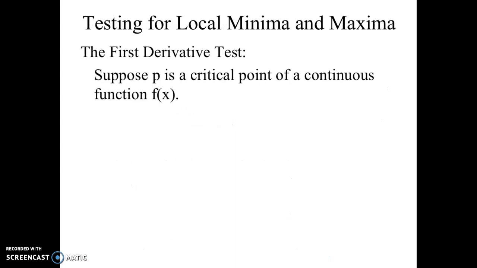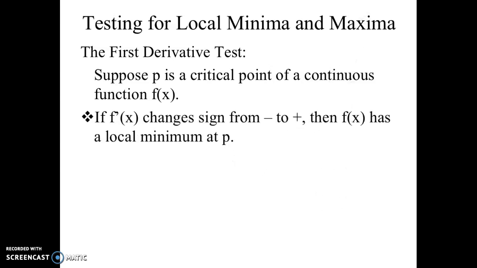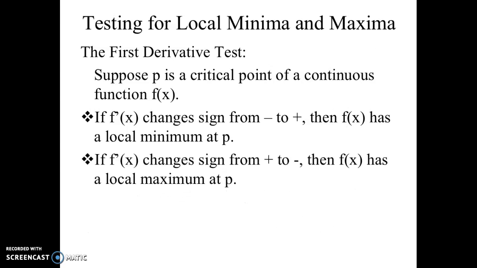So how do we test for local extrema, for local minimums and maximums, using this first derivative test? Suppose P is a critical point of a continuous function, f of x. So again, we're talking about a continuous function. If the derivative changes sign from negative to positive around this critical point, then the function f of x must have a local minimum at that critical point P. If the derivative changes sign from positive to negative around that critical point, then the original function f of x must have a local maximum at that critical point P.